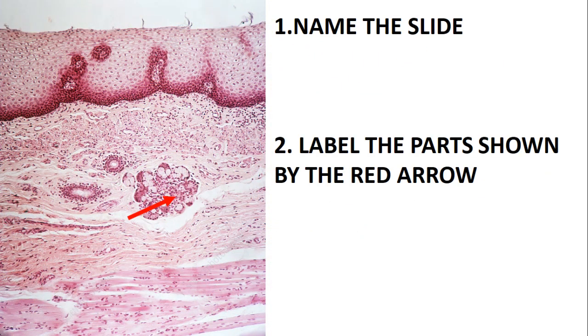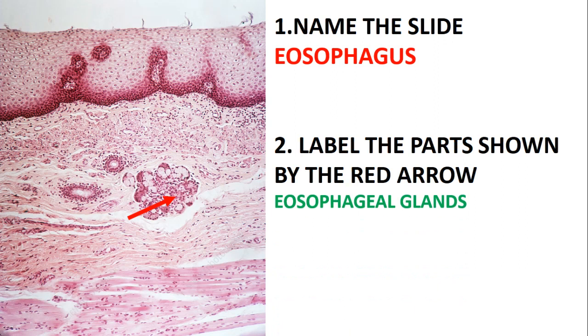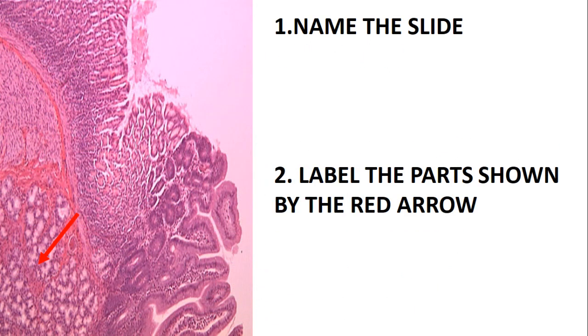Let's quickly move on and look at the next question. Name the slide. If you look at this slide, this is just the esophagus. Label the part shown by the red arrow. The part which is shown by the red arrow are just the mucus glands, which are the esophageal glands.